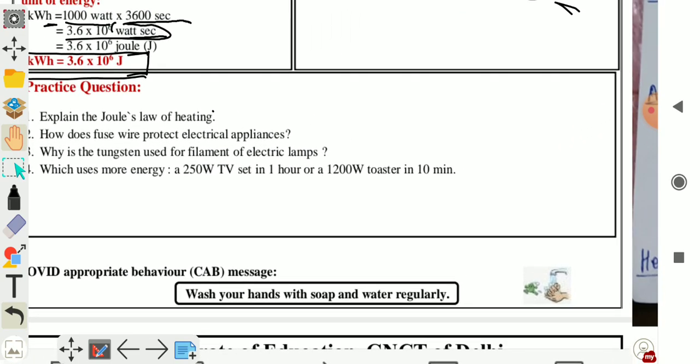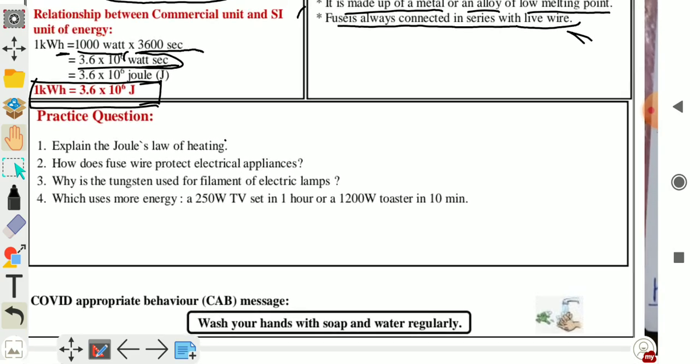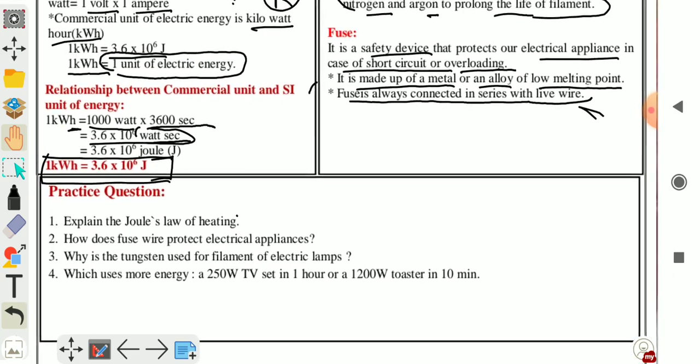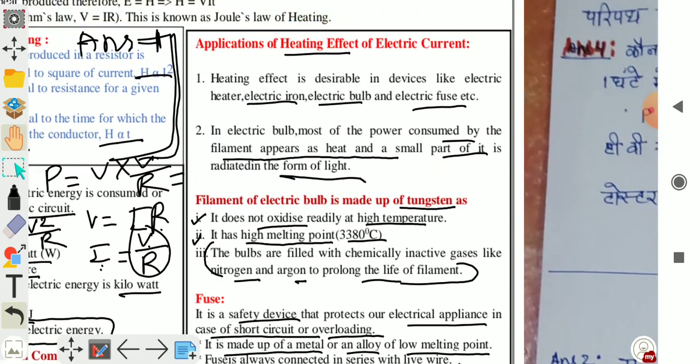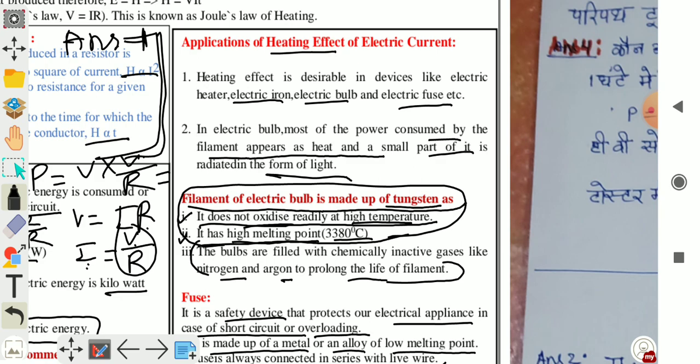Question number 3. Why is tungsten used for filament of electric lamp? So answer 3 you can write from your worksheet. Answer 3 is, filament of electric bulb is made up of tungsten as it does not oxidize readily at high temperature and it has high melting point. So this is the answer of question number 3.